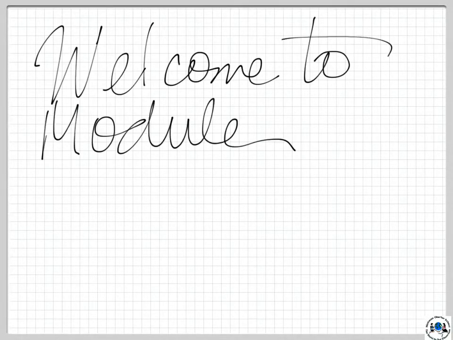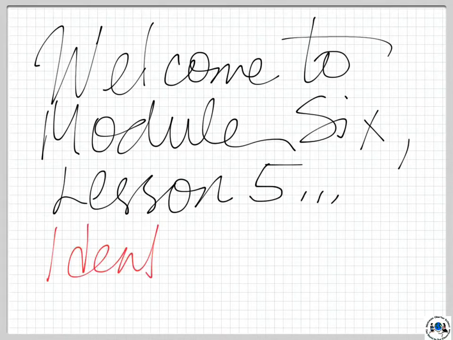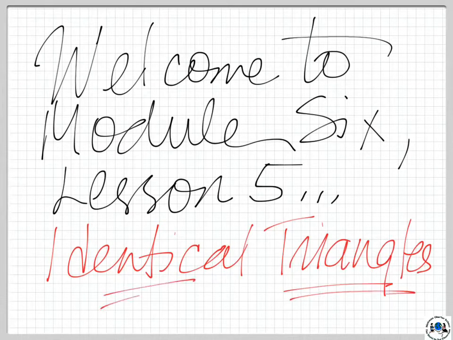All right, well, welcome to Module 6, Lesson 5, Identical Triangles. This is the first lesson in Topic B, which will deal with triangles and other geometric shapes. This first lesson is going to provide you with a basis for identifying two triangles as identical, okay? Easy enough to look at two triangles and say, yeah, they're identical.